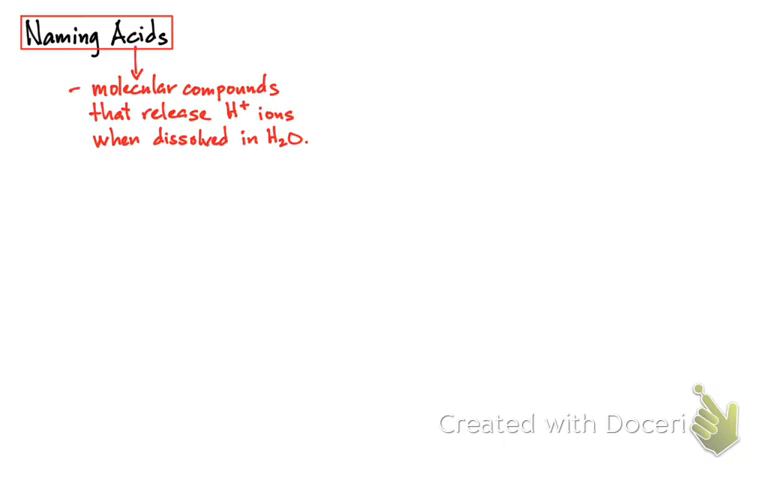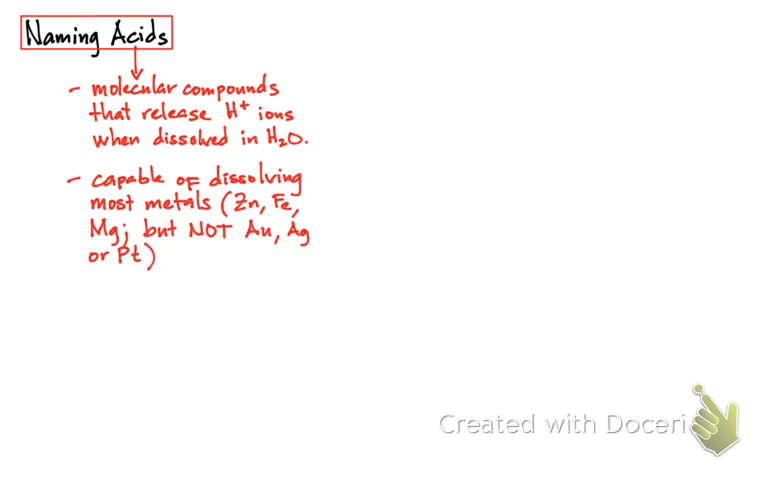But these compounds, these acids, are molecular compounds, not ionic compounds. The reason why is because the bonding is different within these molecules. It's covalent bonding. All right, so acids are capable of dissolving most metals, like for example zinc, iron, magnesium, sodium, so on and so forth, but they're not strong enough to dissolve gold, silver, or platinum.